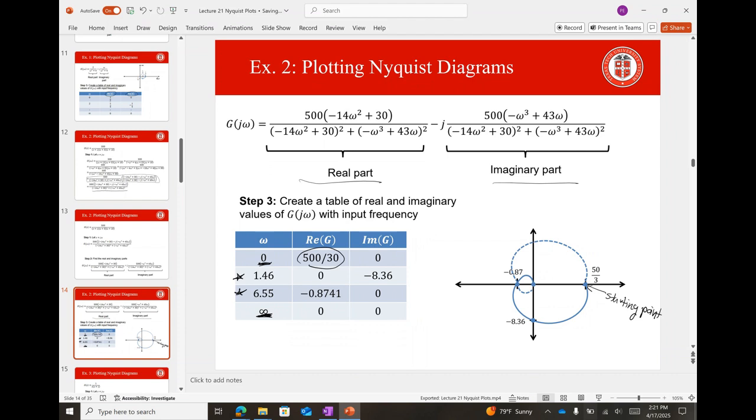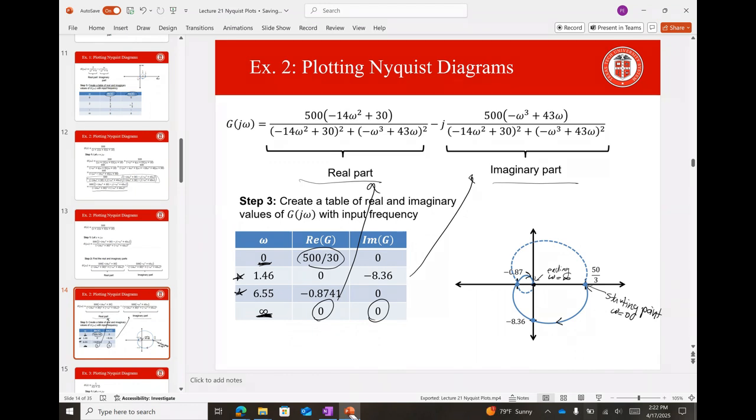Then let's plug in omega equals infinity. Well, at omega equals infinity, our real part just happens to be 0, and our imaginary part here and here happens to be 0 as well. So this is our ending point. So this is omega equals 0, and our end is omega equals infinity. So we have these arrows going around this way. Okay, but what about these 2 points?